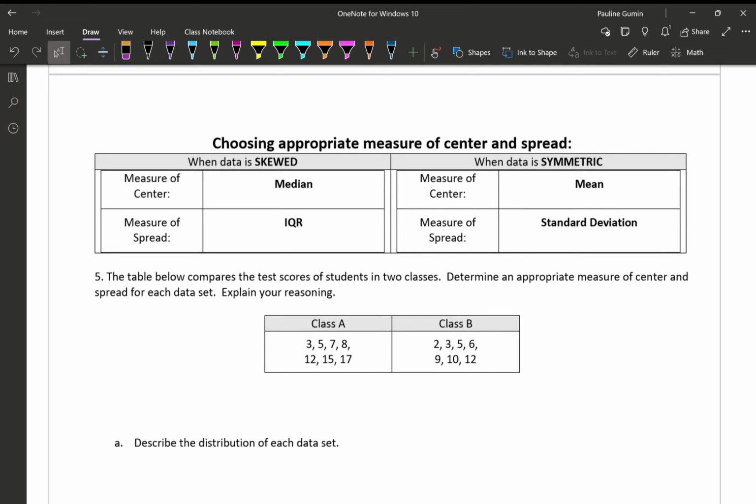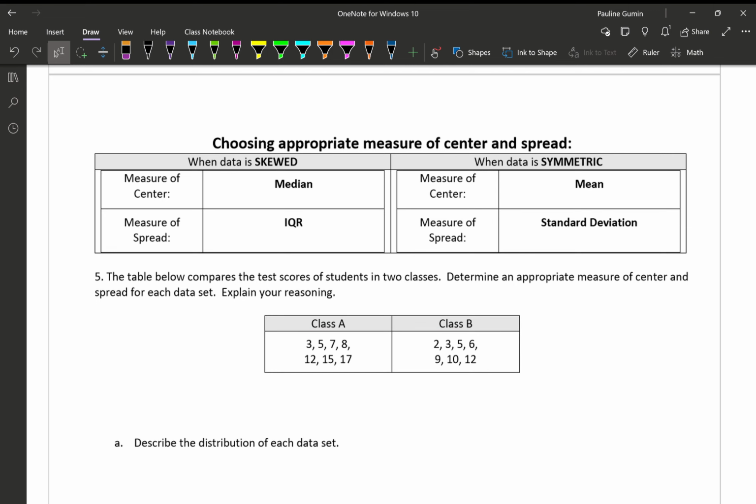Now, when we talk about measure of spread, that also has to do with the mean and median. Now, we have our IQR for the skew. So if a data is skewed, we pick the best measure of spread to be IQR. Well, the IQR is all about the median because it's about the first and third quartile, which is the five-number summary, which is all about medians.